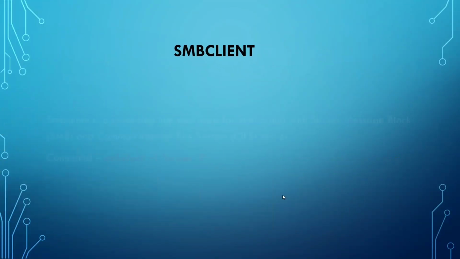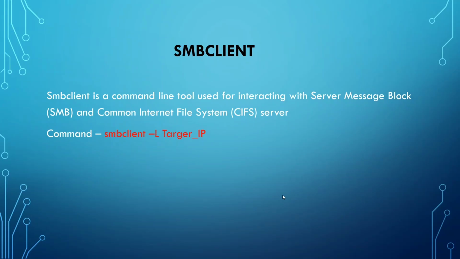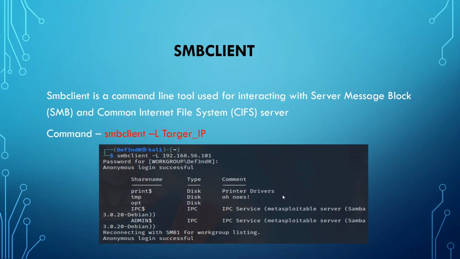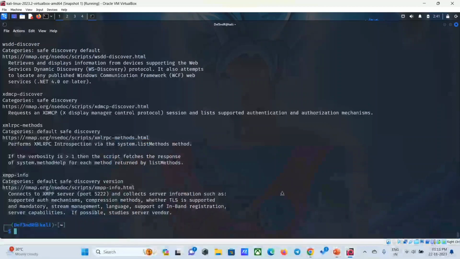Next, we will see what is smbclient. smbclient is a command line tool used for interacting with the SMB server and the CIFS server. CIFS also is a protocol used for file sharing. The command to do that is smbclient -L target IP. So this is the output of it. We can do it in Kali itself. So smbclient capital L, the target IP 192.168.56.101.